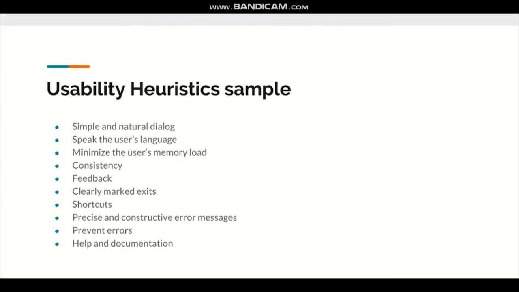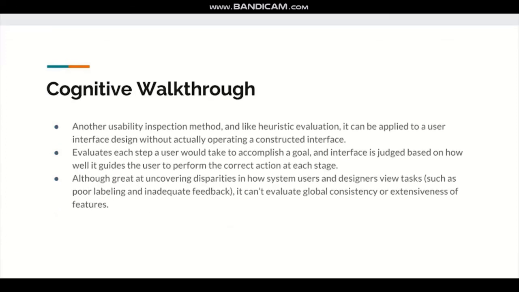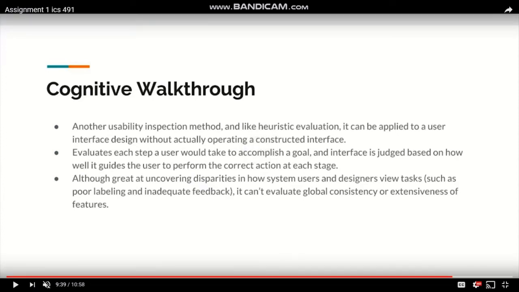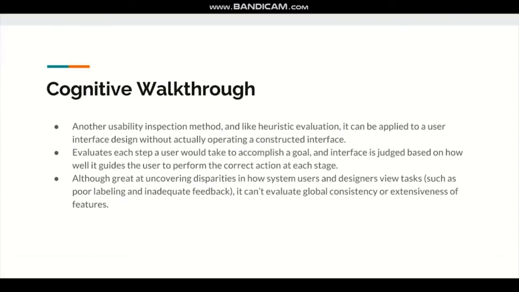An exhaustive form of UI inspection is cognitive walkthrough. Cognitive walkthrough evaluates every step a user would take to accomplish a goal and judges how well the user is able to perform correct actions in each step. So this is another method that people use to evaluate their design. It is great for uncovering flaws such as poor labeling and feedback, but isn't good for determining the effectiveness of a comprehensive interface that's meant to provide the user with many choices.